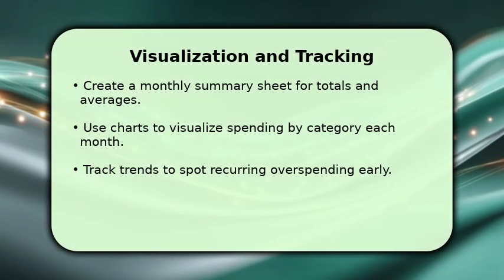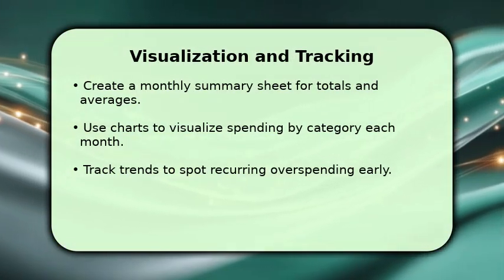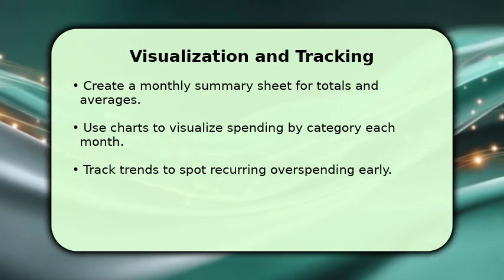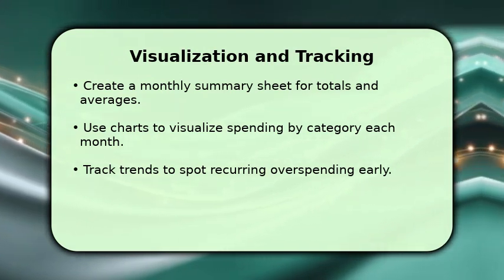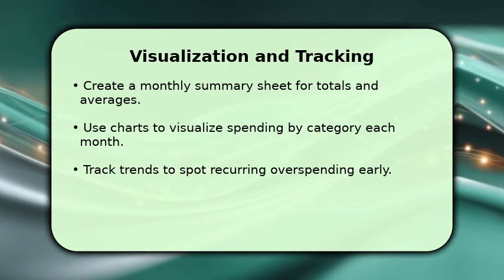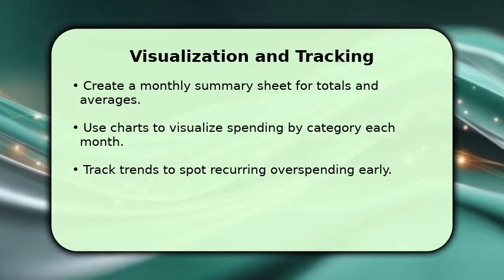Build a monthly summary sheet that pulls totals from each month so you can compare at a glance. Insert pie and bar charts to visualize category spending and a line chart to track net income trends across months.